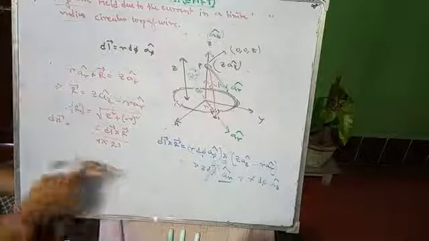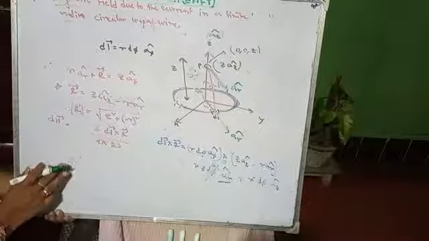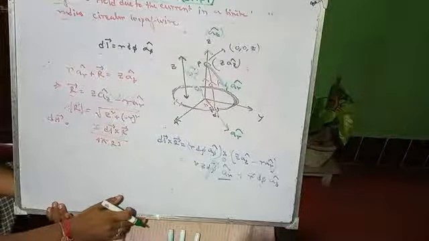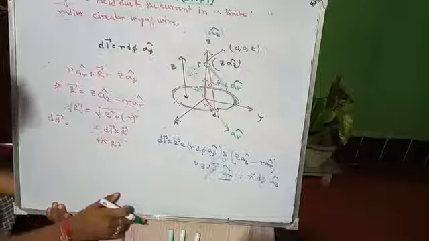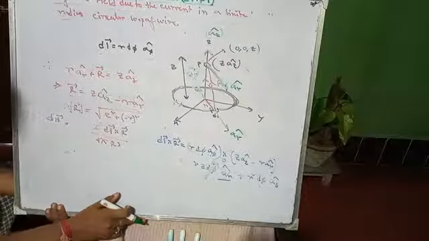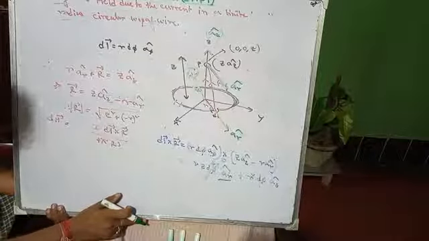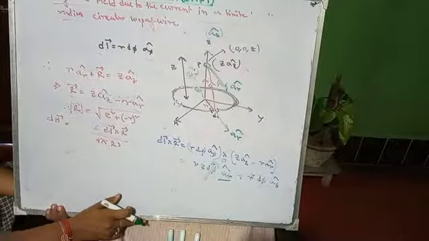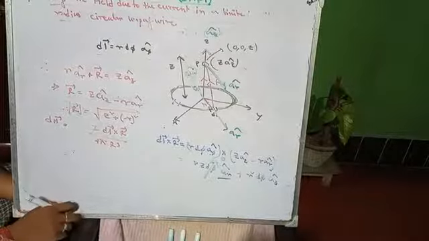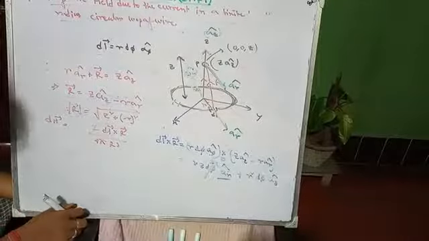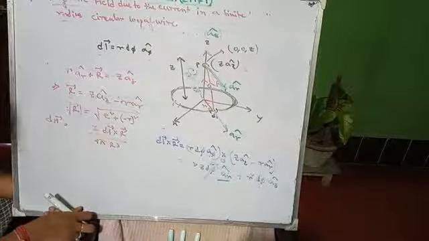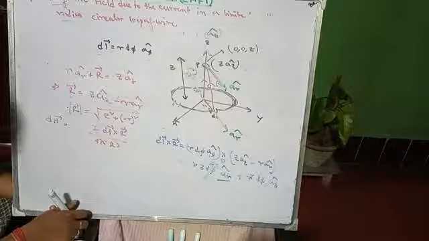So actually, write something over here. By symmetry, the contribution along the aR vector adds up to 0, because the radial components produced by pairs of current elements 180 degrees apart cancel each other.